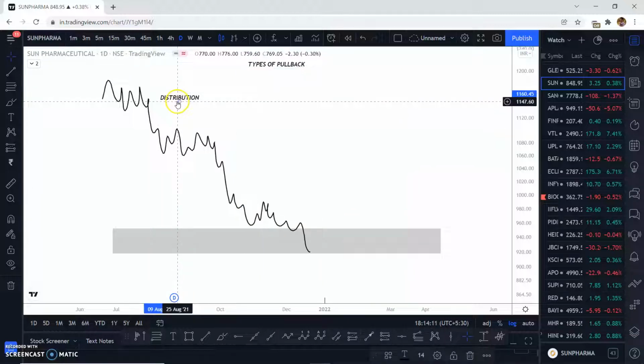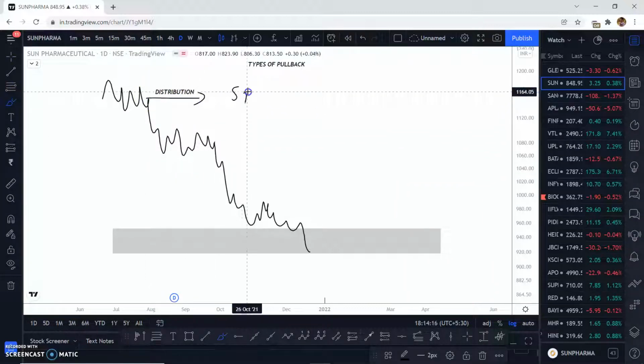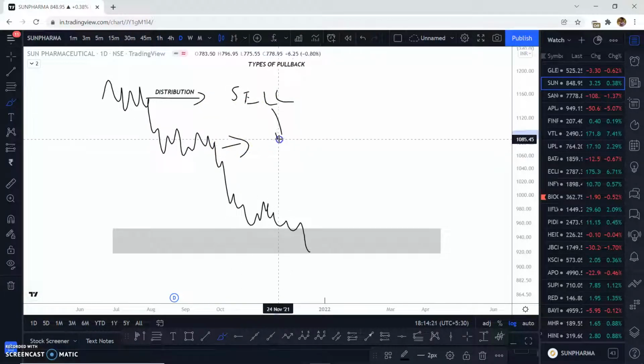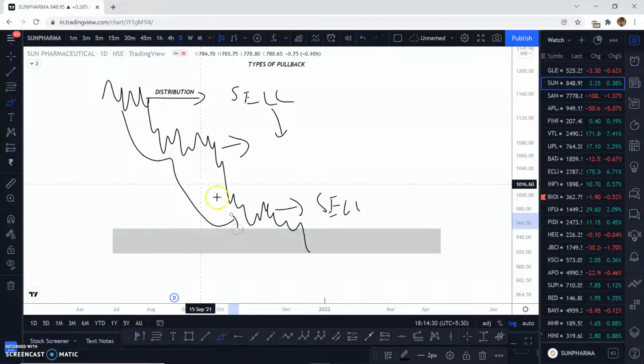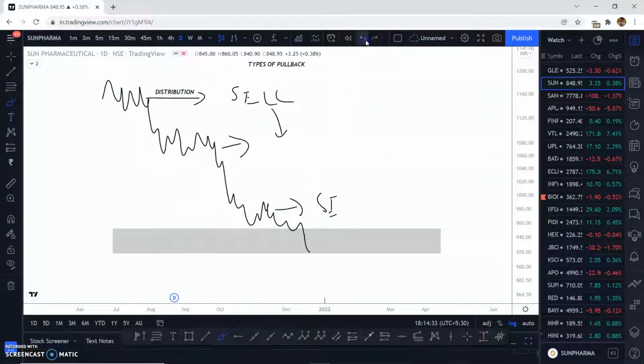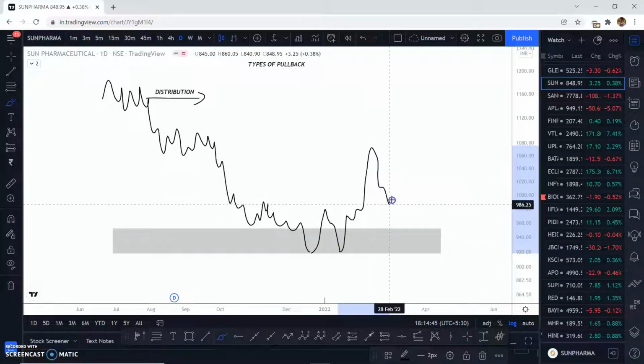If we have distribution here, obviously there is selling that's taking place, right? So the sellers are more active in these scenarios. So you can clearly have an idea that when the price comes around this area, it will fall back down.